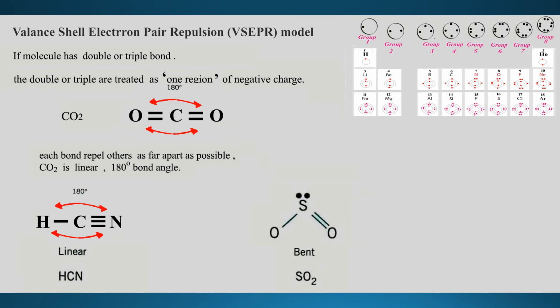One more example. SO2. And you have a lone pair as well. So what shape does it force into? Into a bent V shape.